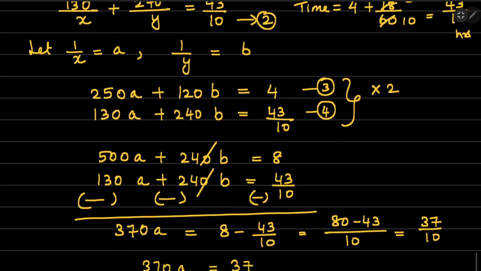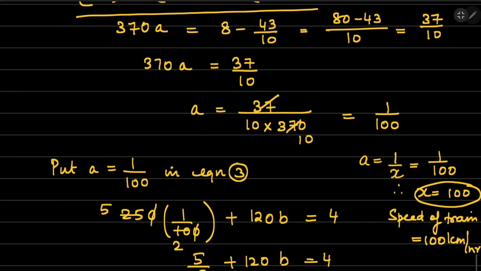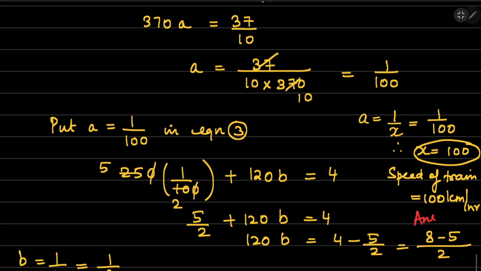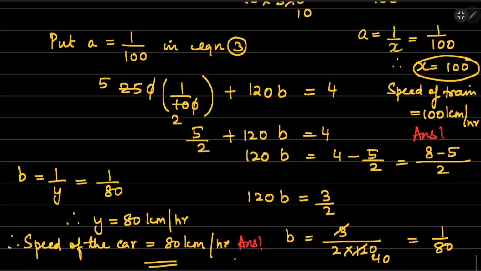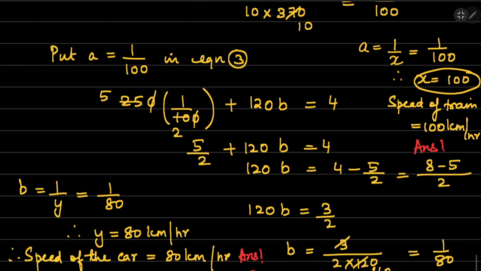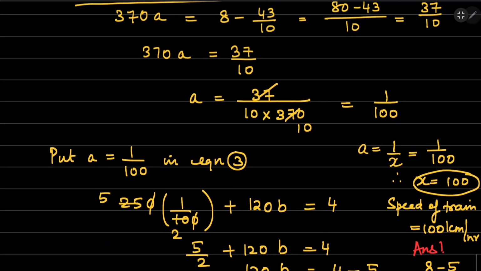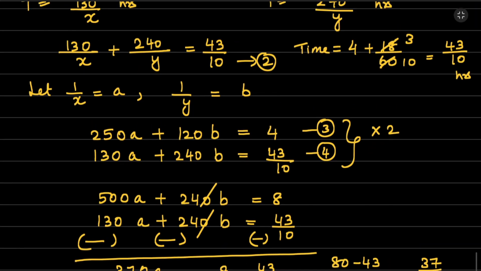Okay, I hope you understood. So the final answer is this. This is one of the answers, the speed of the train, and this is the other answer, the speed of the car. So that's how you have to do it. And this is a very, very important question, asked multiple times in previous years' board papers.